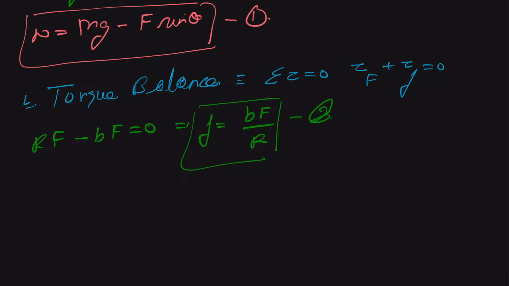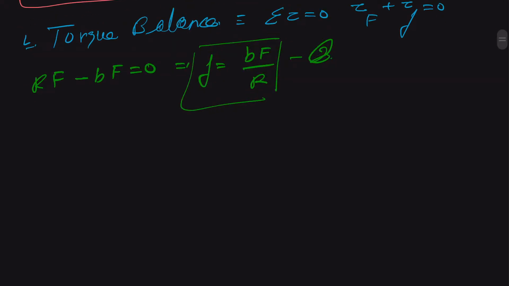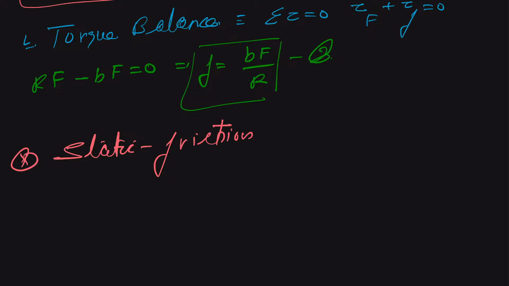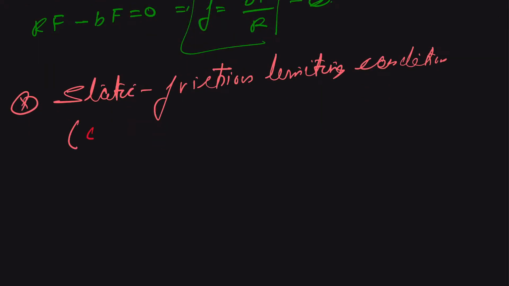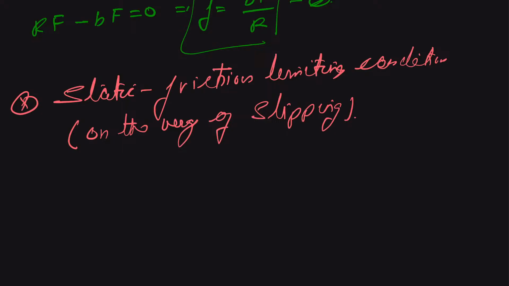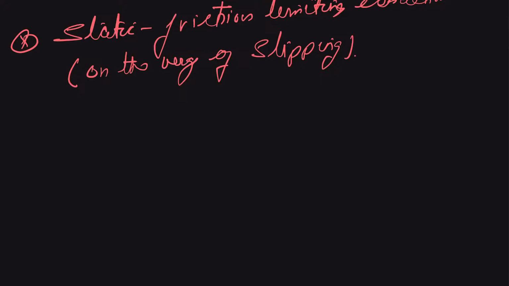And for the static limiting condition, or we can say on the verge of slipping, so under this condition, we know that the frictional force achieves a maximum static value just on the verge of slipping.